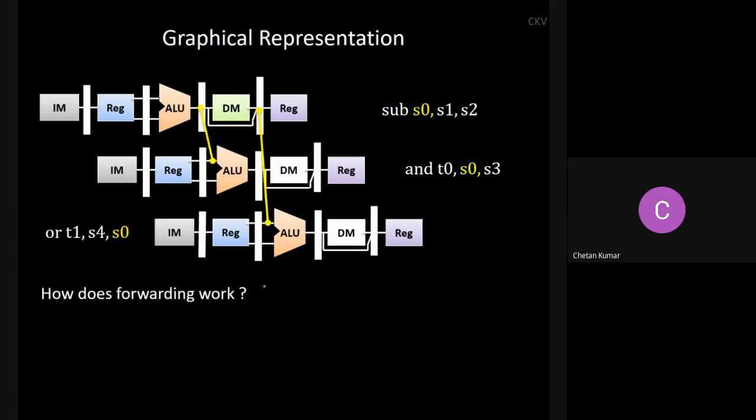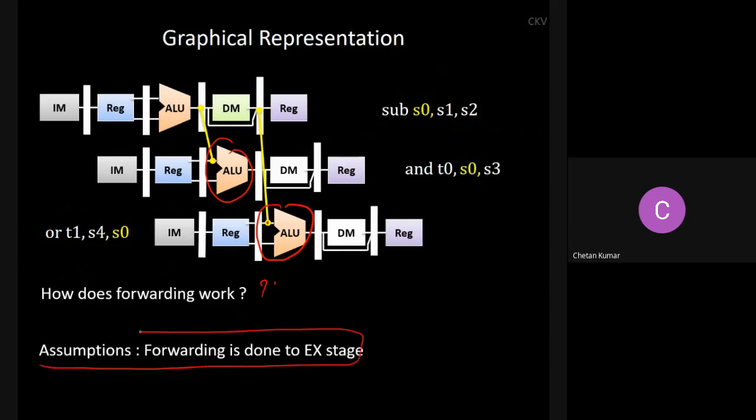Okay. Now the next thing that you have to understand is how forwarding actually works. Here we are assuming one thing, that the forwarding can happen only to the input of the EX stage. If you see here, the data is being sent to the input of the EX stage. Here also it is being sent to the input of the EX stage. So this is one assumption that we are making for our datapath.